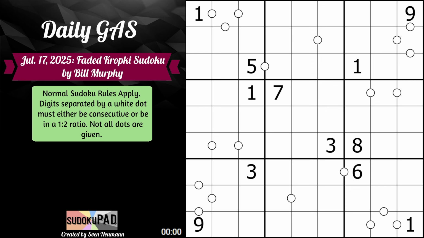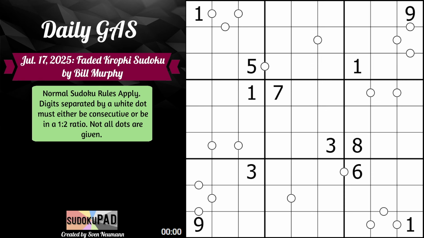Normal Sudoku rules apply. Digits separated by a white dot must either be consecutive or be in a 1 to 2 ratio. Not all dots are given. I guess I'll amend those rules slightly: they will be consecutive and/or be in a 1 to 2 ratio. The reason I say that is because when you look at consecutive digits, we're looking at a difference of 1 with 1. The only option is 2. And if we think about a 1 to 2 ratio, it's right in the description there. One value is twice that of the other, so 1 and 2 are in a 1 to 2 ratio.